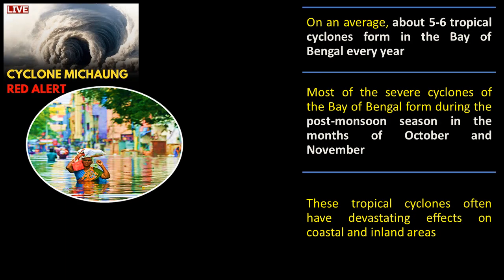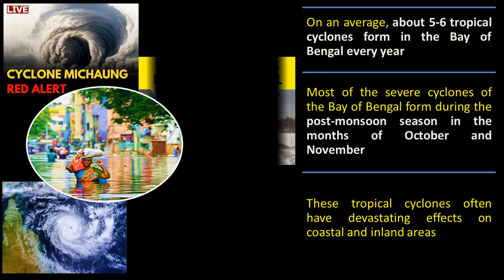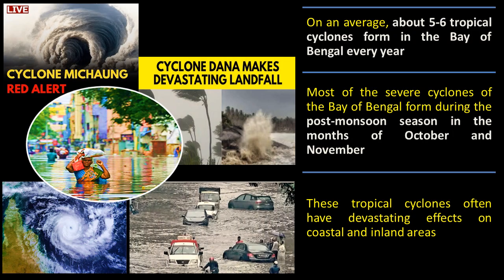On an average, about 5 to 6 tropical cyclones form in the Bay of Bengal every year. Most of the severe cyclones of the Bay of Bengal form during the post-monsoon season in the months of October and November. These tropical cyclones often have devastating effects on coastal and inland areas.